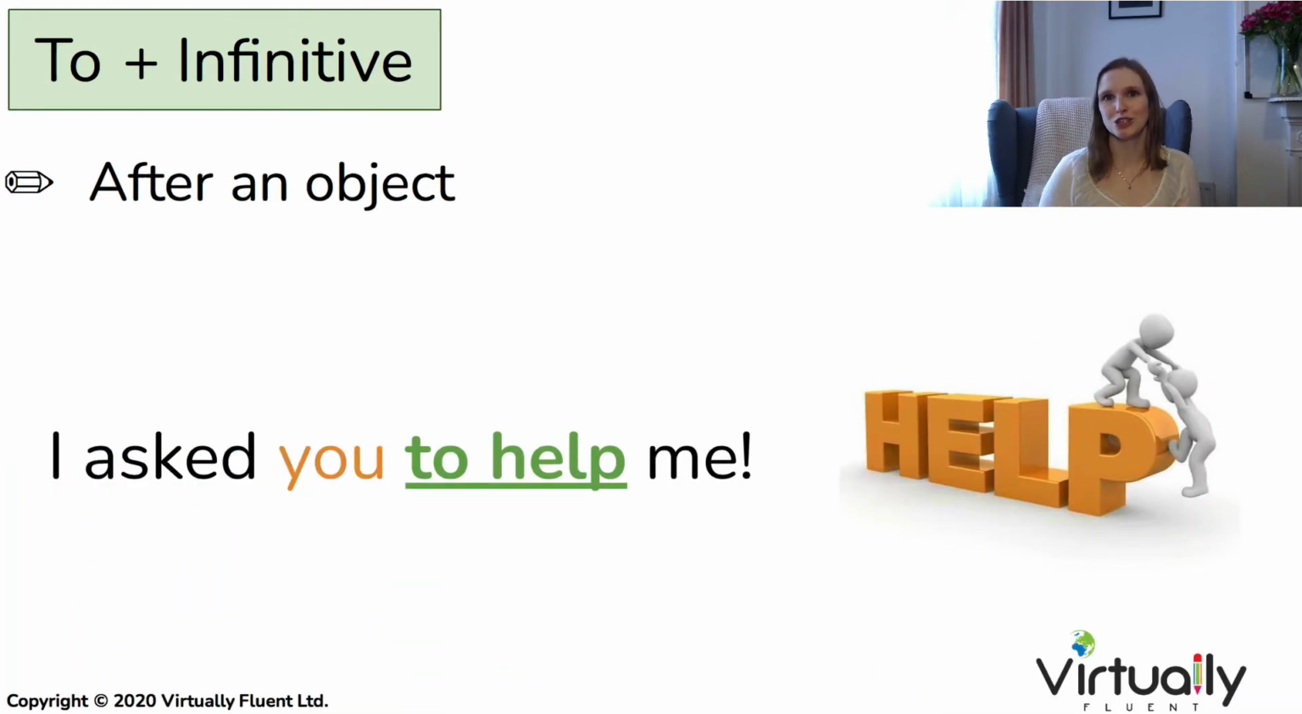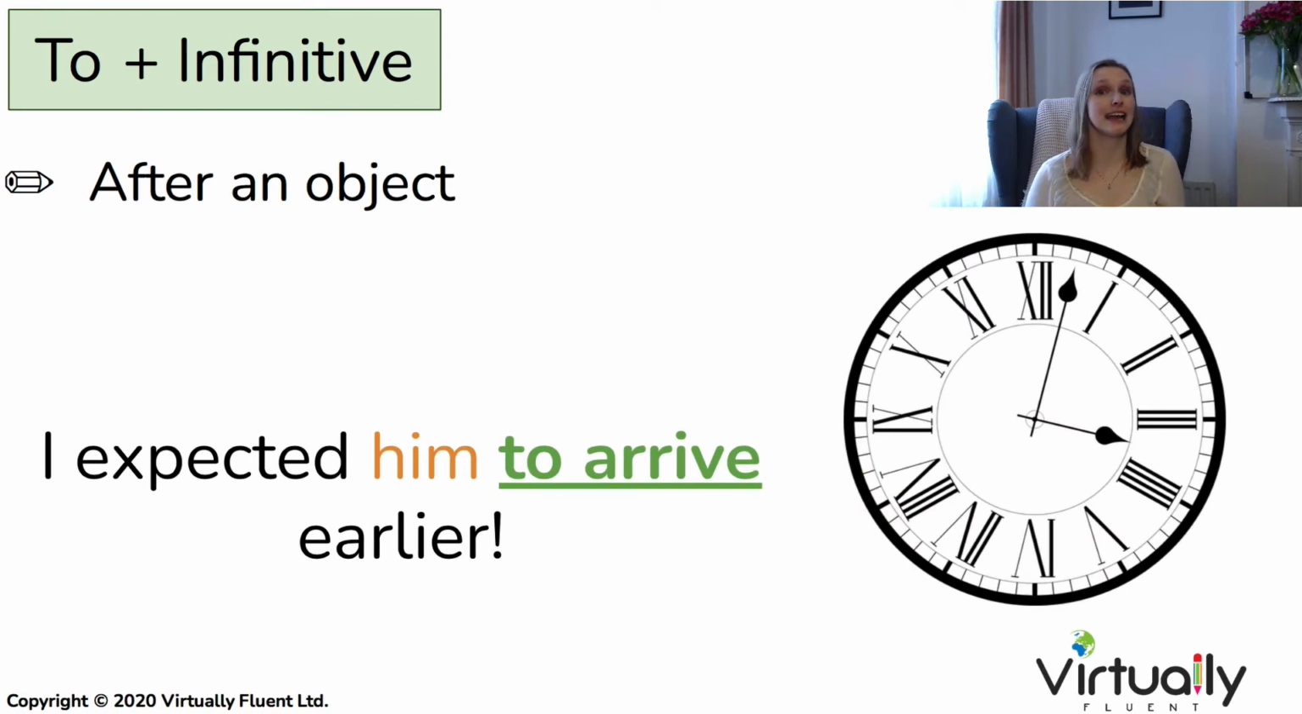Now we also use the to plus infinitive if there is an object that is following the main verb. For example, I asked you to help me. This will normally be an object pronoun. Me, you, him, her, it, us, them. It could also be a name. I asked Hannah to help me. So make sure you understand who is receiving the action. That's going to be your object. And that means we need to plus infinitive. Another example might be I expected him to arrive earlier.